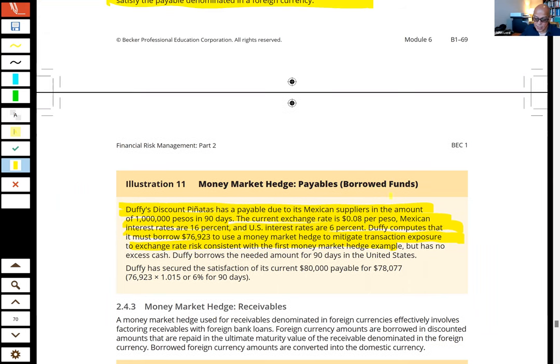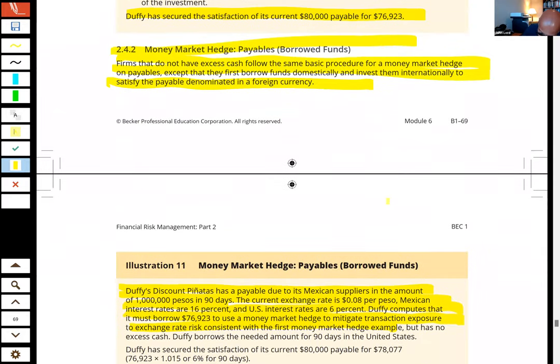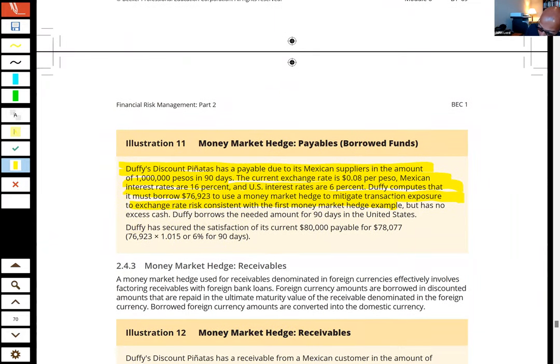We knew that we needed 76,923 in the first example. Now we have to borrow that. So this net savings of the difference between the 80,000 and the 76,923 is going to be reduced by the fact that we have to borrow the money and pay the interest on that. Let's see how much we need to borrow. Duffy has secured the transaction by borrowing 76,923, but we have to pay the interest on that. They told us the US interest rates were 6%, so we multiply that.